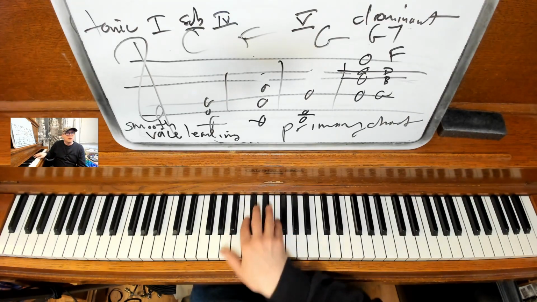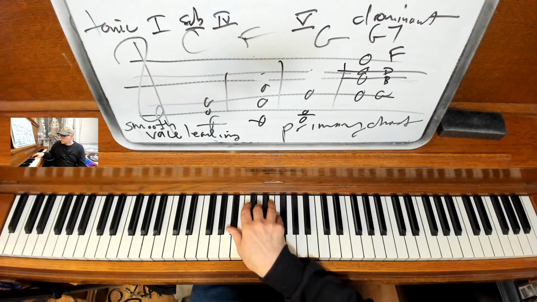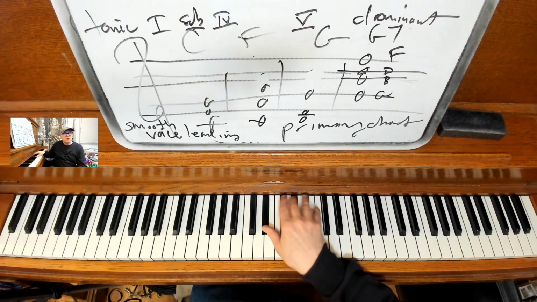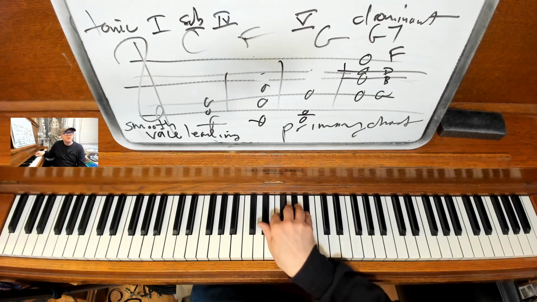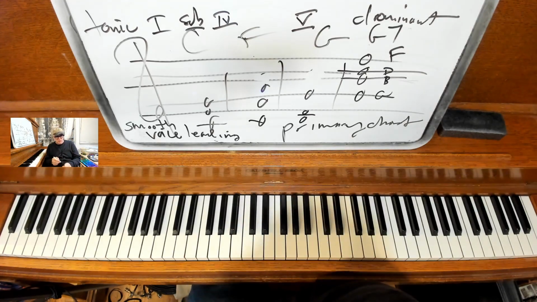1, 4, 1, 5. Right? It's B flat. 1, 4, 1, 5. Right? We need to be able to make sure that we can do that in any key, just adding that extra note.